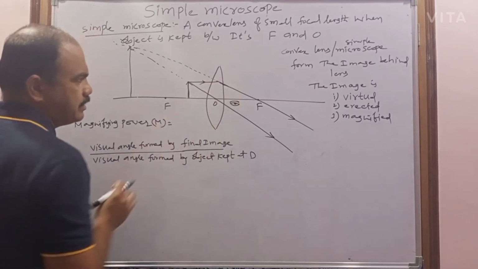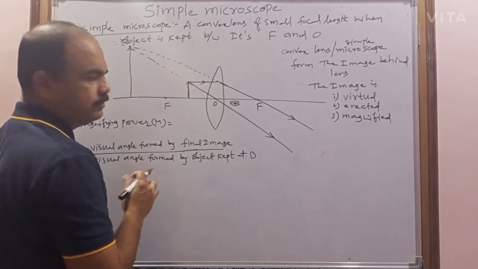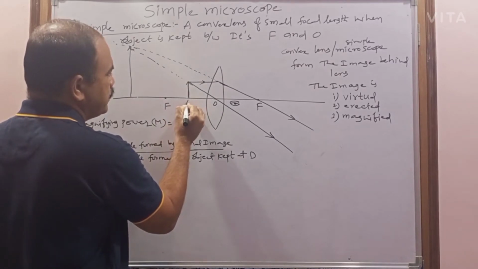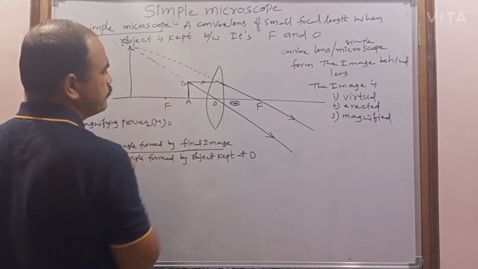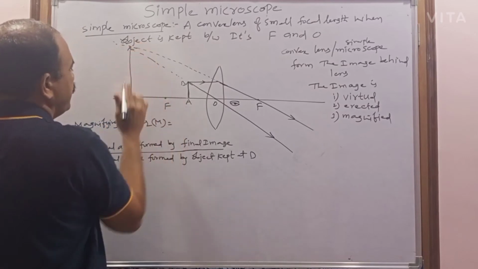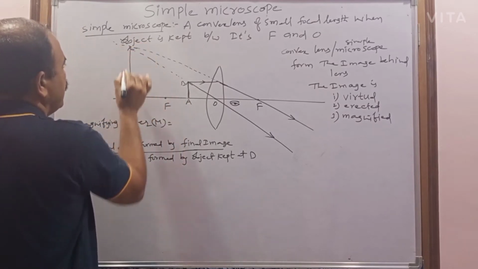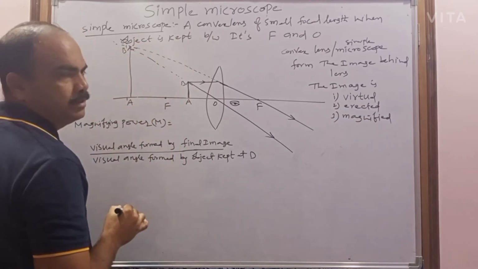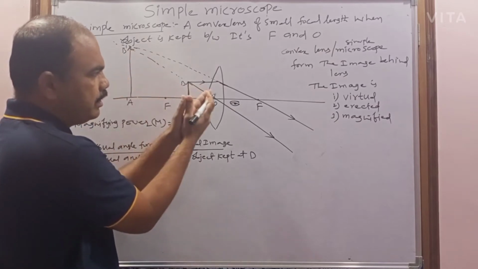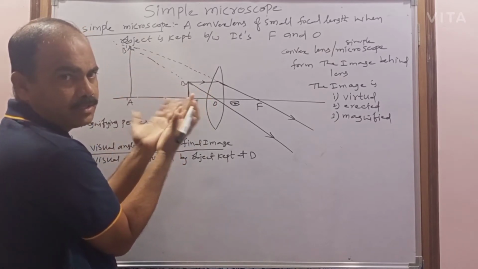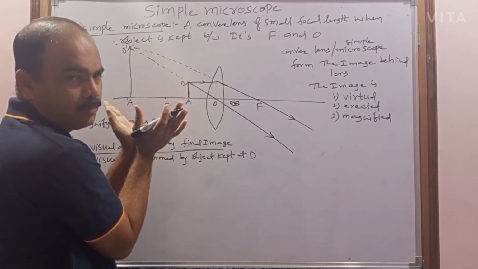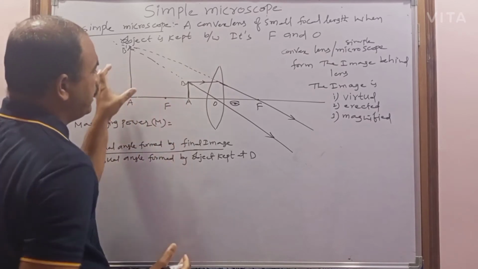Now in this convex lens, this is the object. Let us consider the object name to be AB, and this is the image, which we will call A dash B dash. This is the only image formed by the convex lens. There are no two or more images here, only one image, which can be taken as the final image.